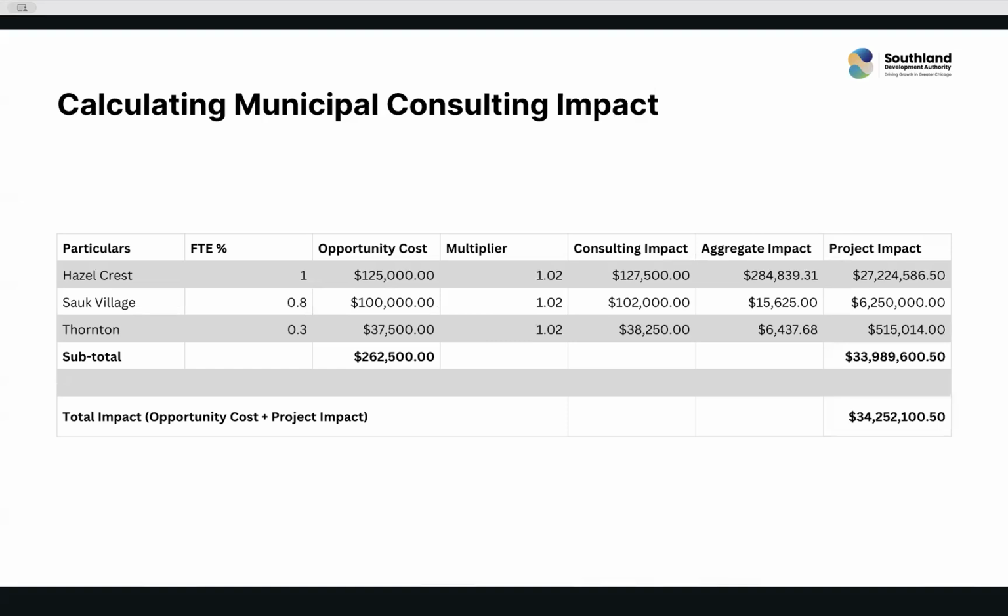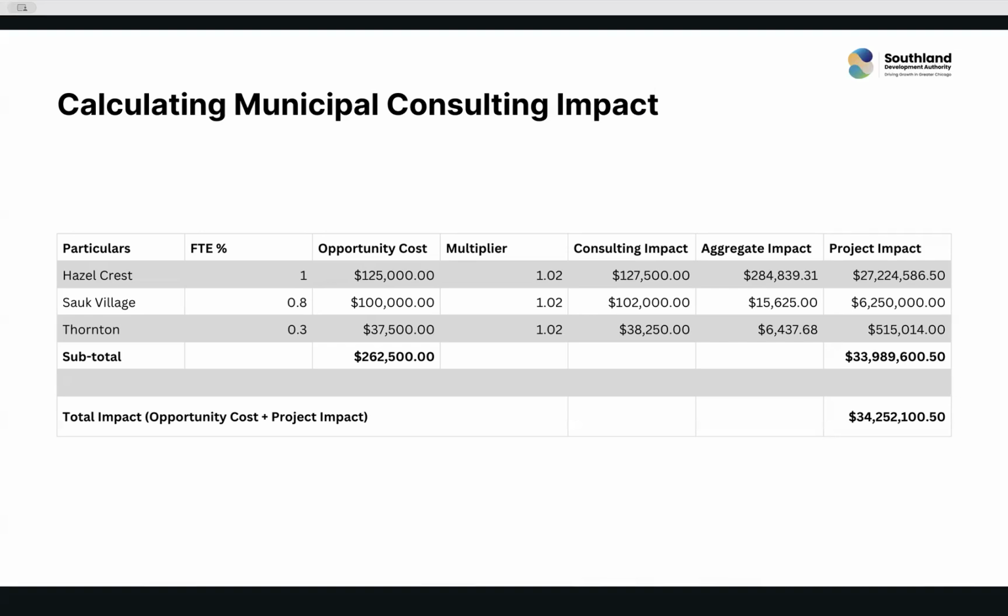Now let's examine the municipal consulting unit. On this slide, we show a detailed breakdown of how the economic impact of SDA's municipal consulting unit is calculated for each community. The column labeled opportunity cost refers to the total dollar value of the projects being carried out at each of the locations as a result of our engagement. The multiplier column is 1.02 for each project and reflects the professional services multiplier we use to estimate the immediate local economic ripple created by these efforts.